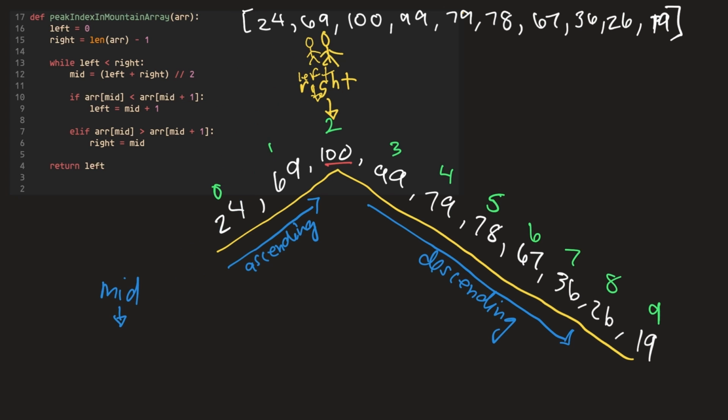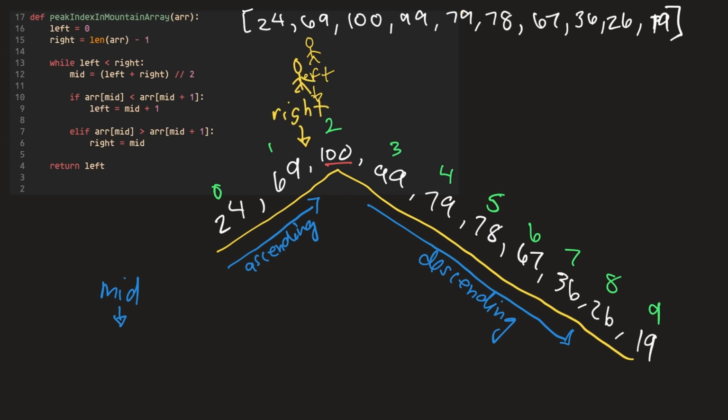And the mid we're not using anymore. So at this point, both of our guys are at the peak. So when we get to this condition here for the while loop, we're going to see if left is less than right. But in this case, left is now equal to right. And that means that both of our guys are at the peak. And that means that we can just return either one of those because that's the peak index.